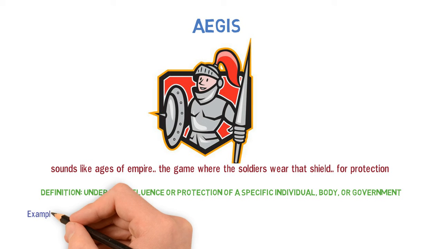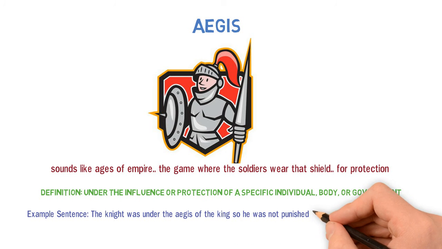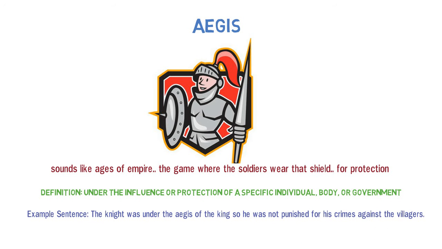And the example sentence: the knight was under the aegis of the king, so he was not punished for his crimes against the villagers. In Hindi, the knight means योद्धा और शूरवीर. Okay, so king के अंडर में काम कर रहा था योद्धा, इसलिए उसको कोई भी पनिशमेंट नहीं दी जा रही थी जो कि वो विलेजर्स के अगेंस्ट क्राइम करता था. Okay.